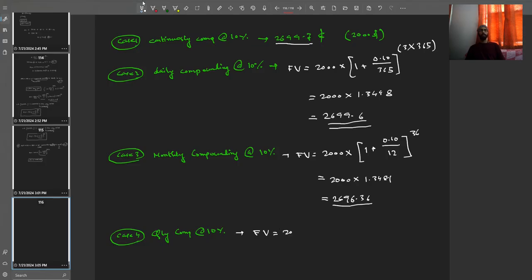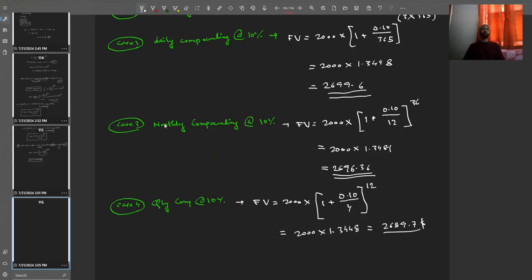FV is equal to 2000 multiplied by 1 plus 0.10 by quarterly periodicity, which is 4, and raised to the power 3 into 4, which is 12. This is equal to, again let us calculate the value, 1.025 to the power 12. This is 2000 into 1.3448, and the value will be equal to 2689.7. 2689.7 is less than 2696.36, friends.